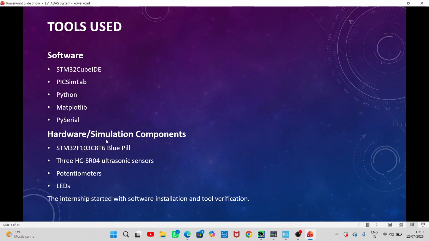Then move to the hardware tools. We require the STM32 Blue Pill, three HC-SR04 ultrasonic sensors, and potentiometers. Here we use four potentiometers: one for the acceleration pedal, one for the brake pedal, one for SOC, and the last one for motor torque. We use these potentiometers in PICSimLab. Then we also use LEDs as alarm indicators. We use four LEDs in our project: red, blue, green, and yellow. Then we go to the next slide.